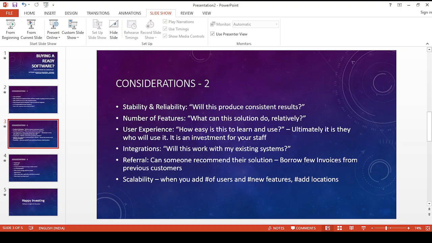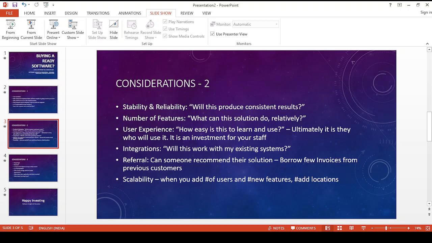What is the number of features? For example, you cannot just go by the number of features offered by a vendor. The number of features does not mean the software is good. It's just that they have created a product to suit the maximum number of customers. So if it meets your purpose, then it's fine. Otherwise, there is a problem.